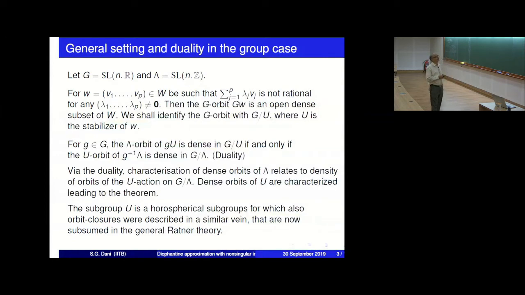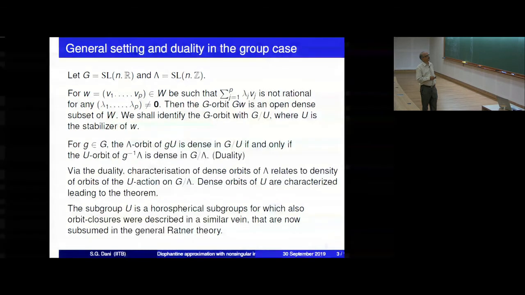So for any g in G, you take the Gamma orbit of gU in G/U. So I'm thinking of this G orbit GW as a homogeneous space, and looking at the Gamma action on that. That's what we are interested in. So the Gamma action on G/U is what I would be reduced to, and this orbit is dense if and only if the U orbit of g^{-1}Gamma is dense in G/Gamma.